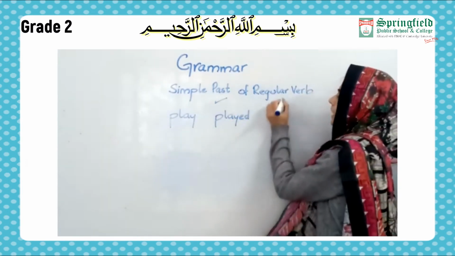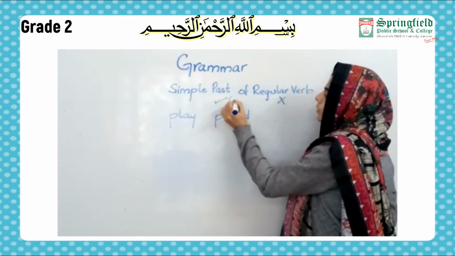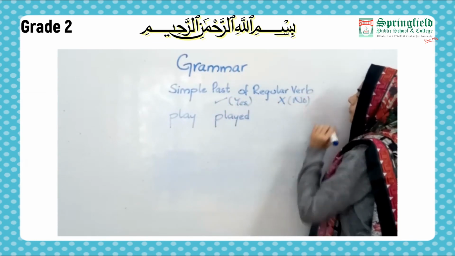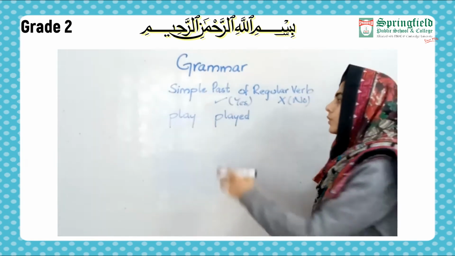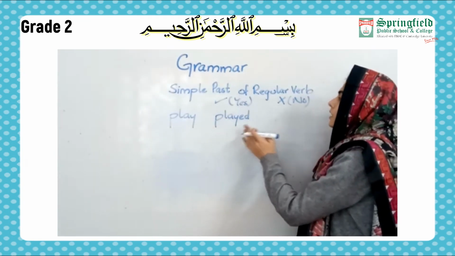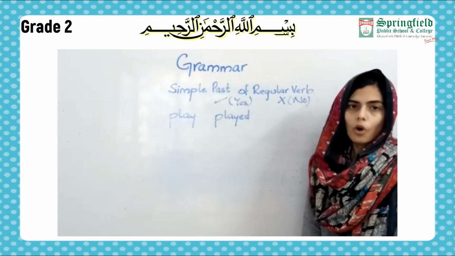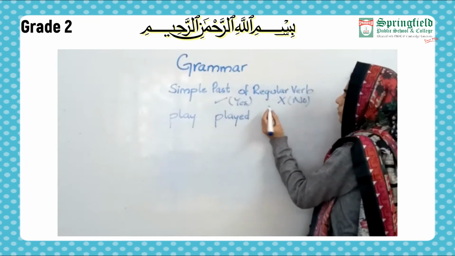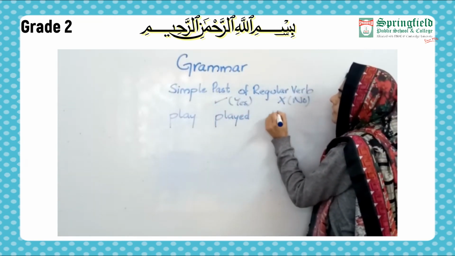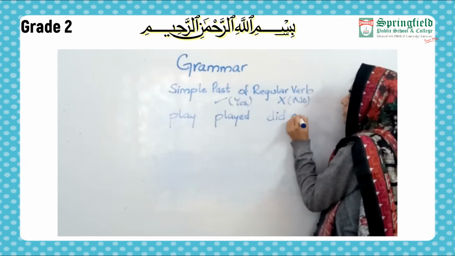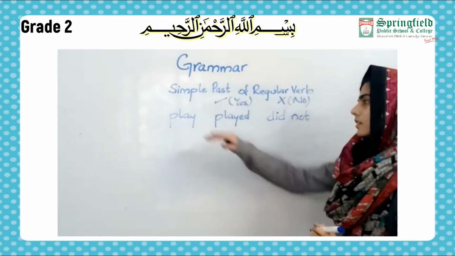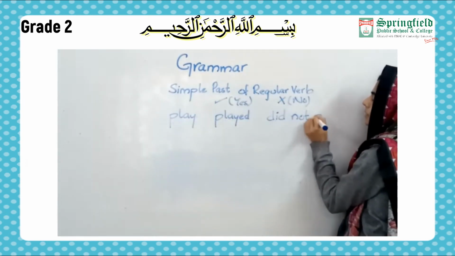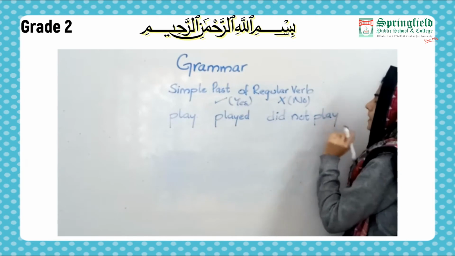Now, in case of the negative form, that is the no. Affirmative, we will say yes, whereas for negative, we will say no. What are we going to use? Are we going to say not played, or we are going to, as we are talking about the past form, use did not, and the form of the verb will remain the same. Play, that is the present form.